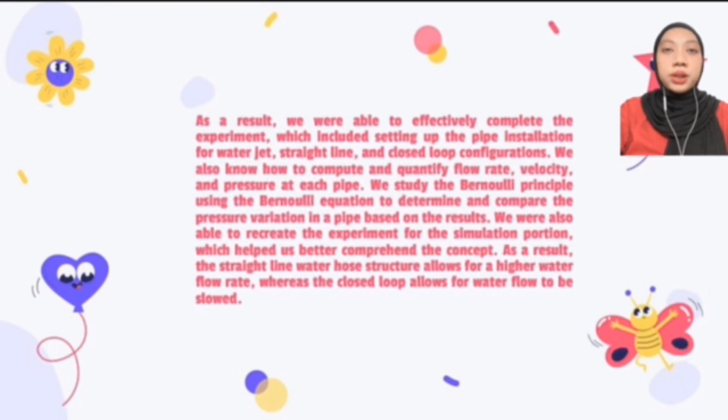We studied the Bernoulli principle using the Bernoulli equation to determine and compare the pressure variation in a pipe based on the results. We were also able to recreate the experiment for the simulation portion, which helped us better comprehend the concept. As a result, the straight line water hose structure allows for a higher water flow rate, whereas the closed loop allows for water flow to be slowed.